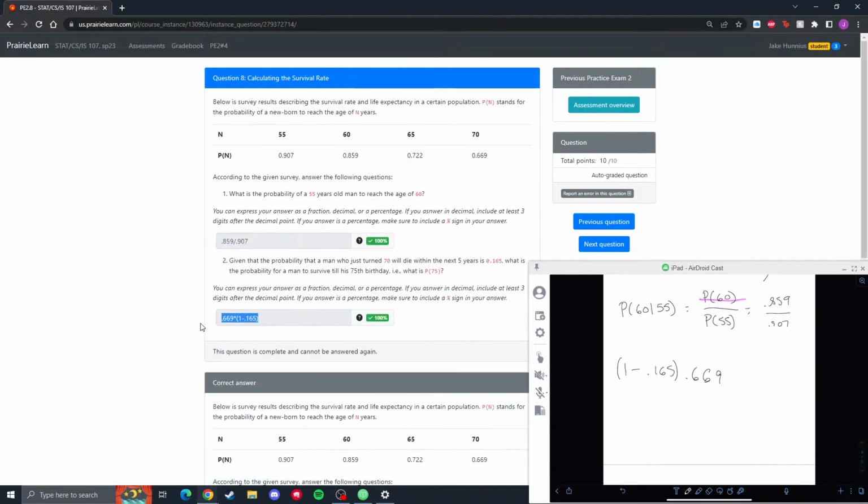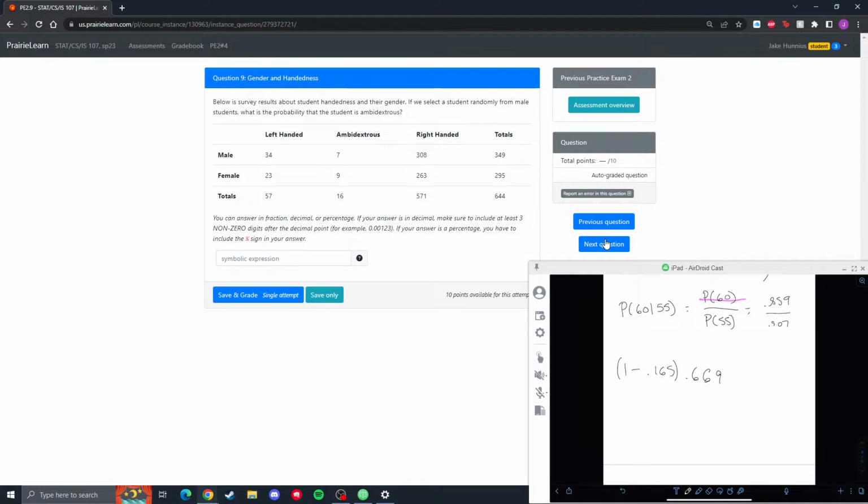Any questions on how this question works? All right, I don't have anything yet, but I will go on to the next one, and I can go back at any point. All right, below is a survey about student handedness and gender. If we select a student randomly from the male students, what is the probability that the student is ambidextrous? It's just going to be the number of ambidextrous males over the total number of males. 349 and 7.